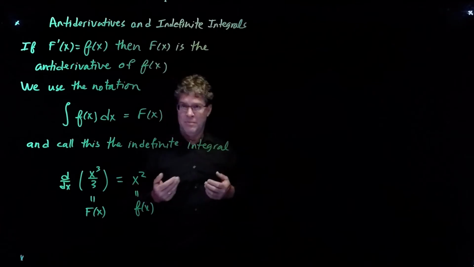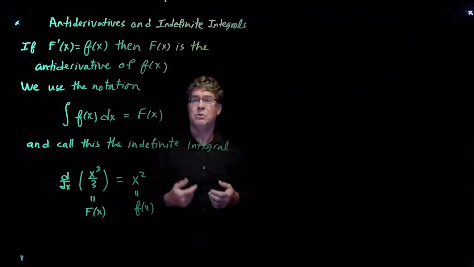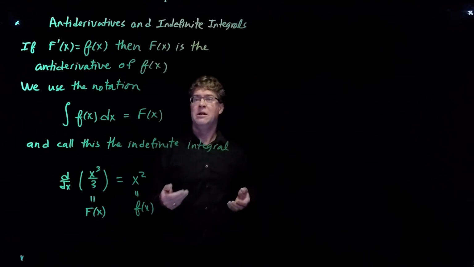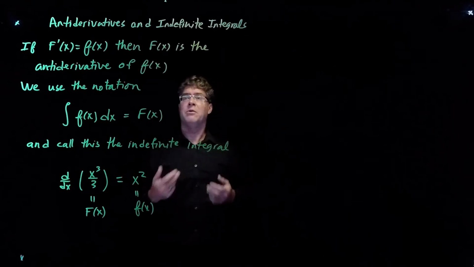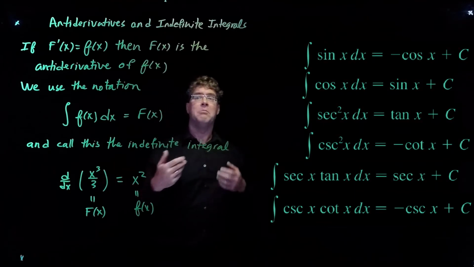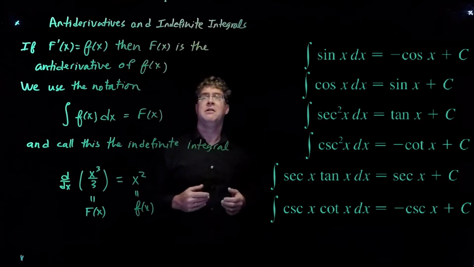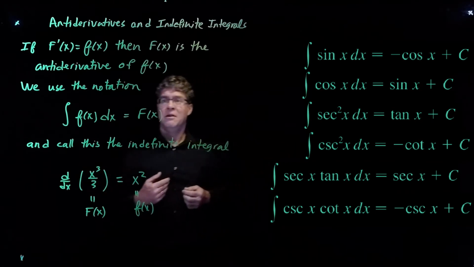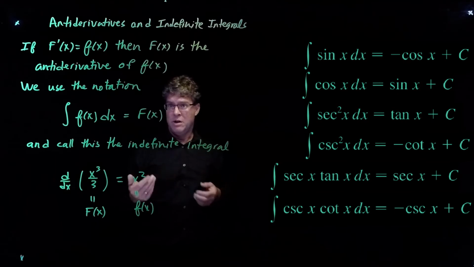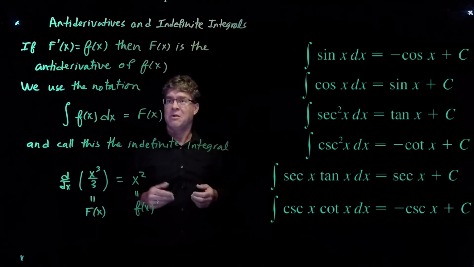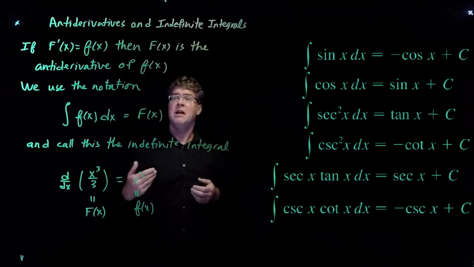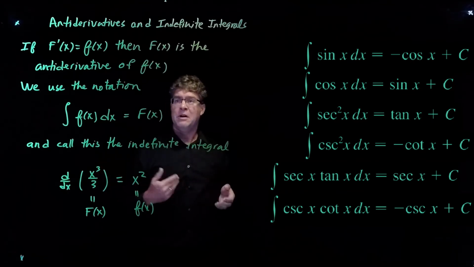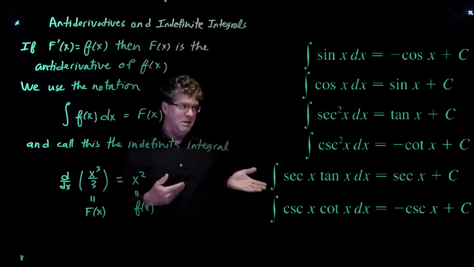Remember, we differentiated trig functions, and so now we can use what we learned about differentiation to write their indefinite integrals. So the integral of sine x dx is minus cos x plus the constant. The integral of cos x is sine x plus the constant. And when we differentiated tan, we got secant squared of x. And so the integral of secant squared of x is tan x plus a constant. And similarly for the other trig functions that you see here.